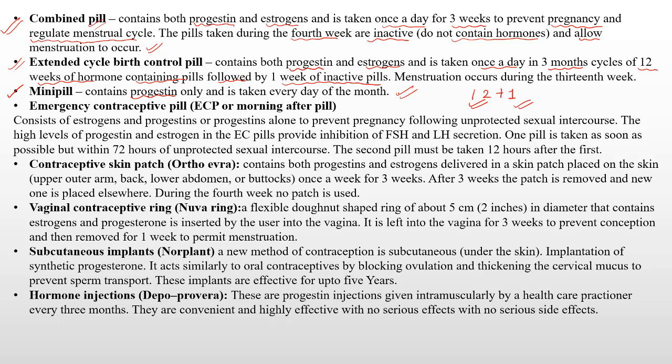The extended cycle birth control pill is taken every day for 3 months, meaning for 12 weeks. And after that, 1 week is followed as inactive pills.